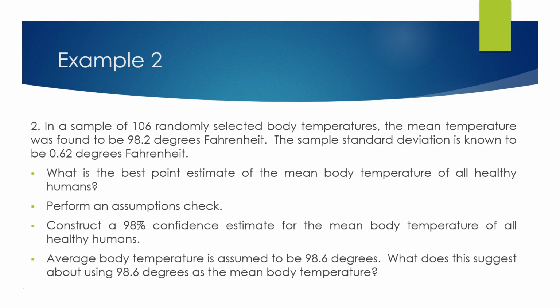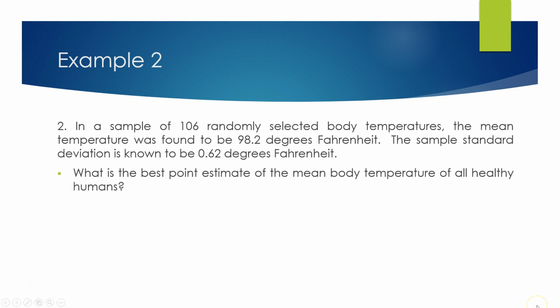So the same 4 questions follow. What's the best point estimate for the mean body temperature of everybody? Perform an assumptions check. Construct a 98% confidence interval estimate for the mean body temperature, and then a question that follows the confidence interval. So what is the best point estimate for the mean body temperature of all healthy humans? Well, 98.2 degrees is our only guess for the population mean, but if we have a random sample like we do in this case, it's also expected to be a good guess.